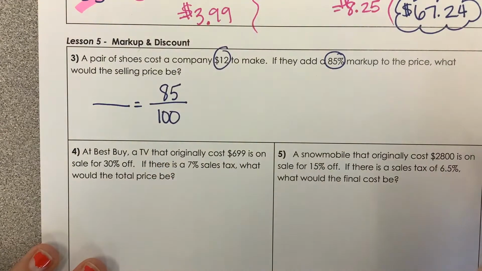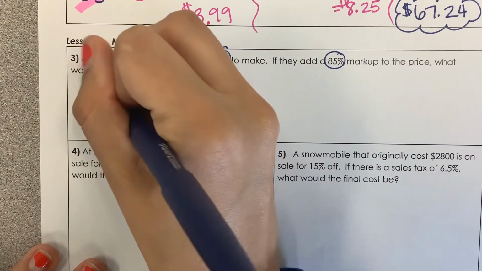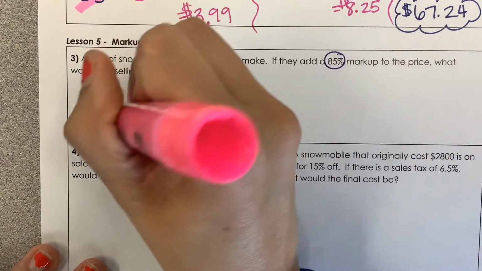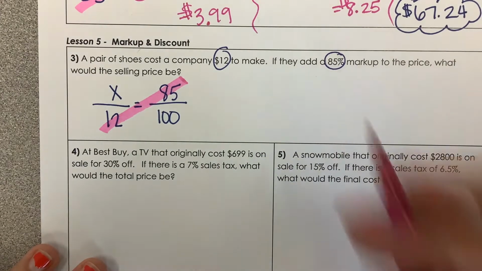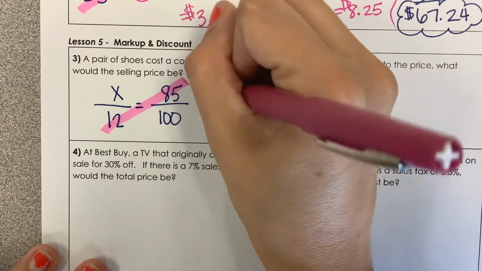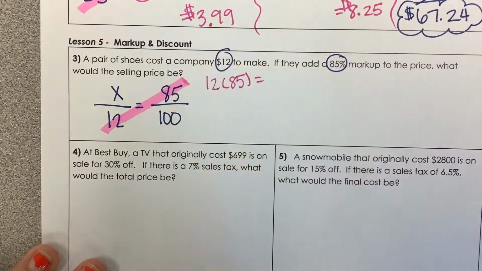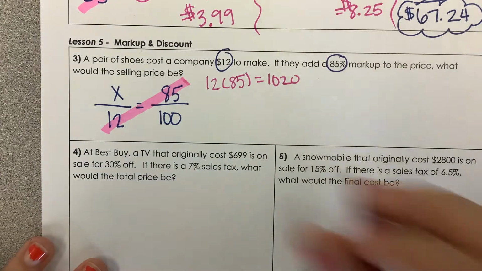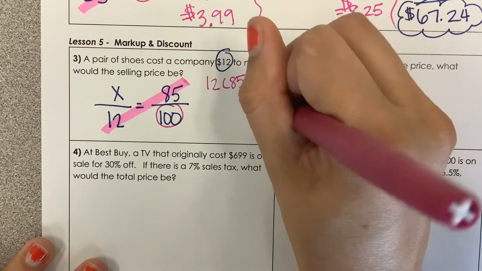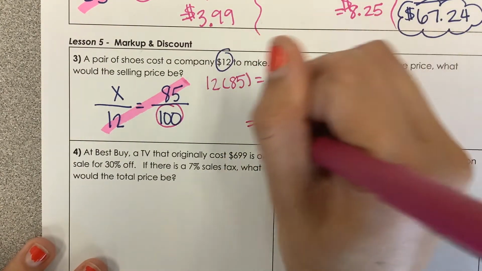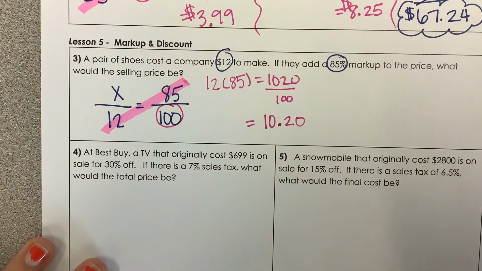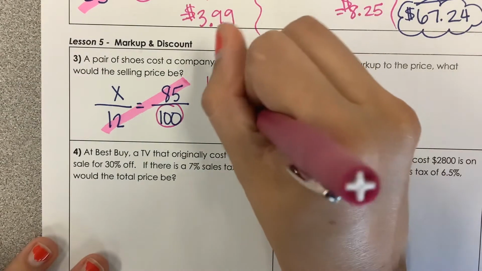85% is our markup. 12 is the original. How much is 85% of that? Looking at my diagonal, I'm going to multiply 12 times 85, which equals 1,020. Dividing by the number in the same diagonal as the variable, and we get $10.20 for the markup.